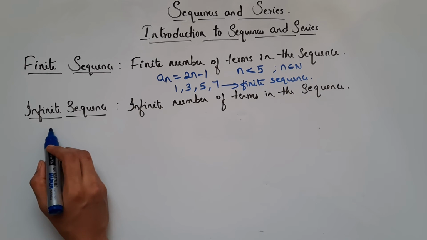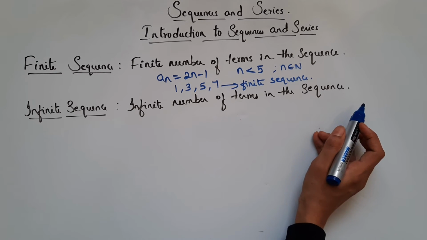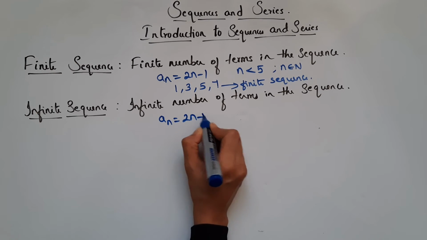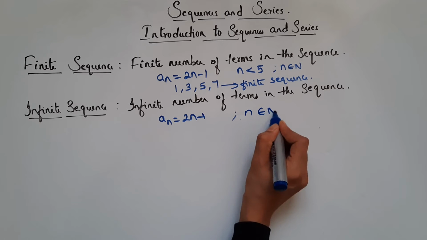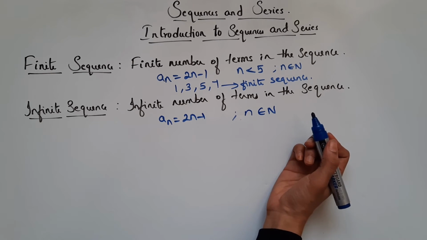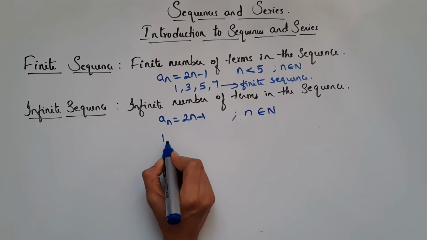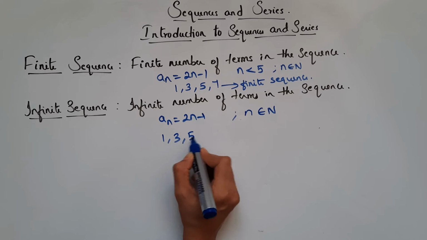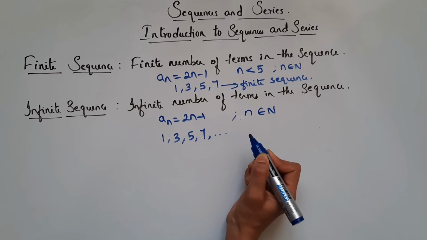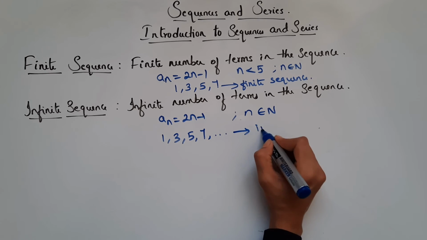Now let's see what are infinite sequences. If there are an infinite number of terms in a sequence, such a sequence is called an infinite sequence. Let me give the same example. We have an is equal to 2n minus 1, where n belongs to natural numbers. So this n will take values from 1 to infinity, right? So what will be your sequence? a1 is 1, a2 is 3, a3 is 5, a4 is 7, and so on. It's infinite, which means you have to put 3 dots. So such a sequence is called an infinite sequence.